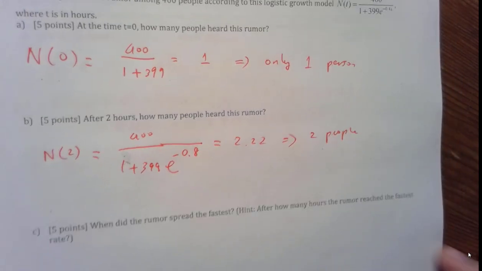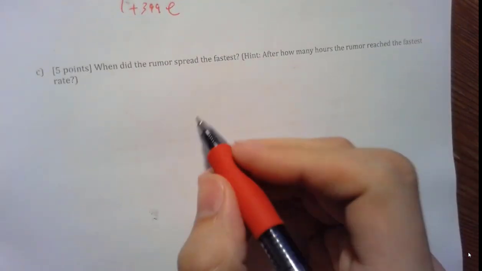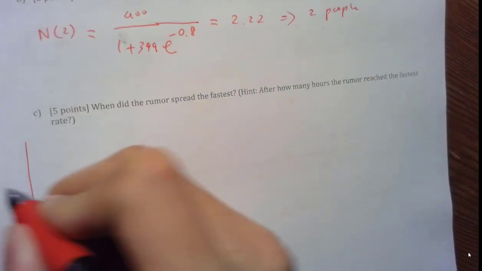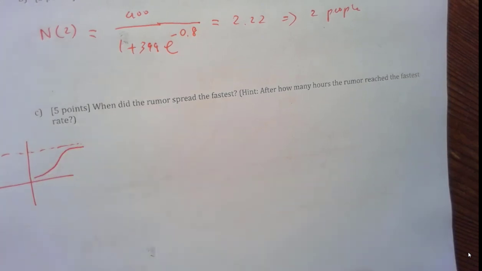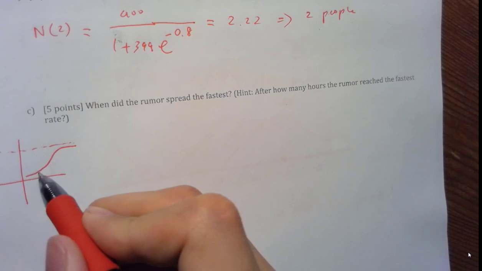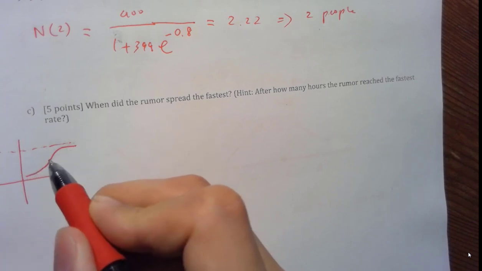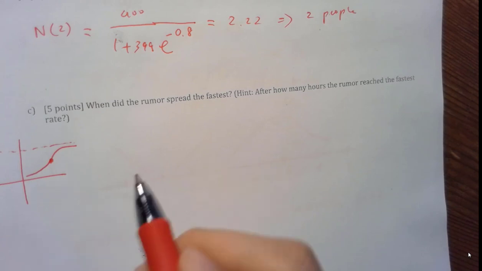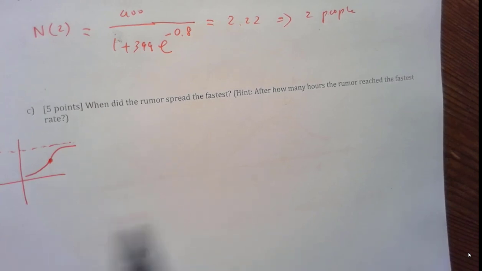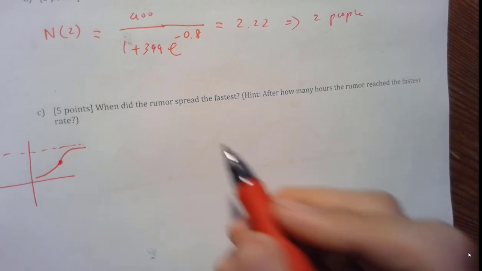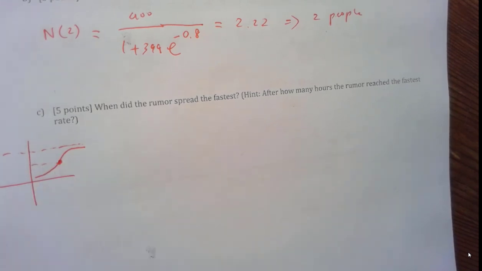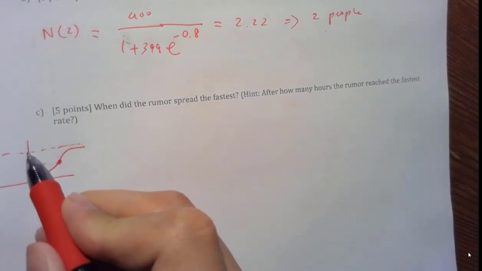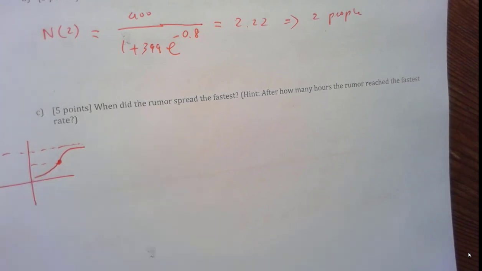And then the last one, when does the rumor spread the fastest? So if I have the logistic curve, this is the review for the logistic curve. The logistic curve is a curve that goes from concave up to concave down, and the point that is switching from concave up to concave down is where the function is growing at the fastest rate. In this case, the rumor should be spreading at the fastest rate when it is at this point. And this point is halfway between the maximum value and the starting point.